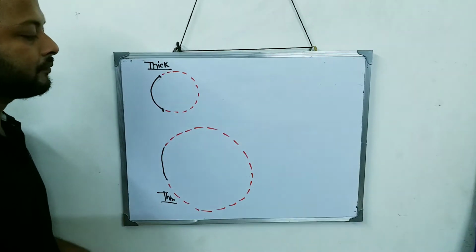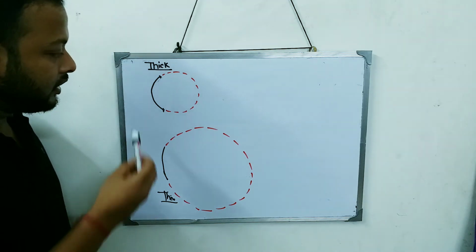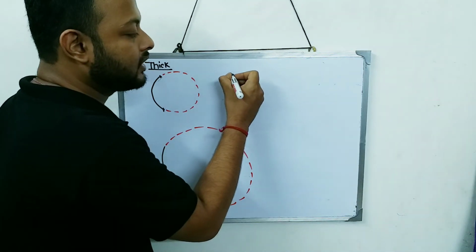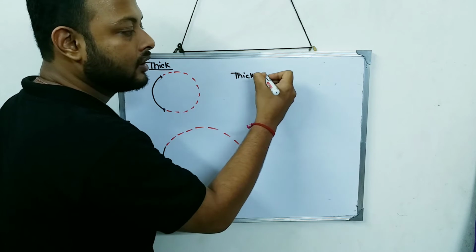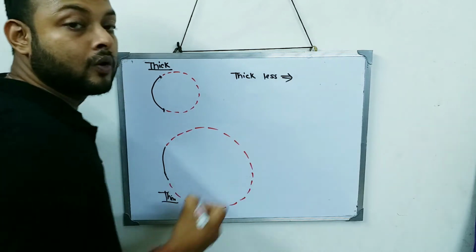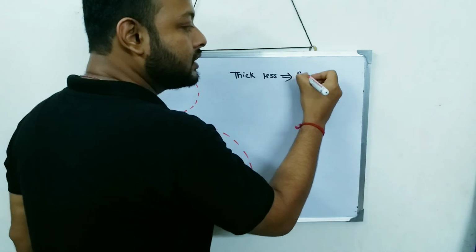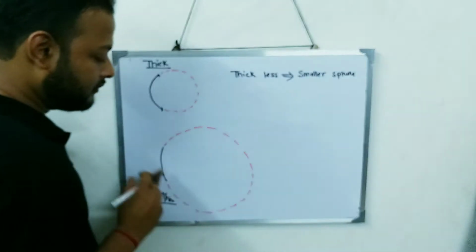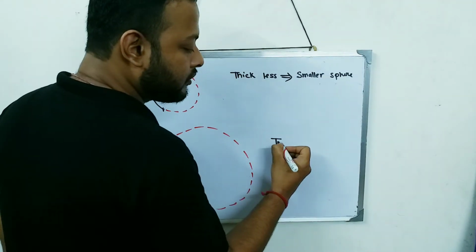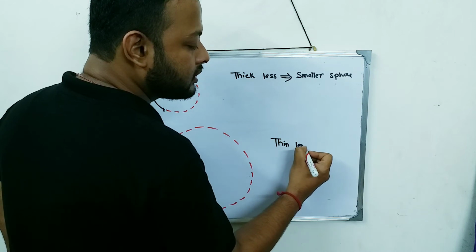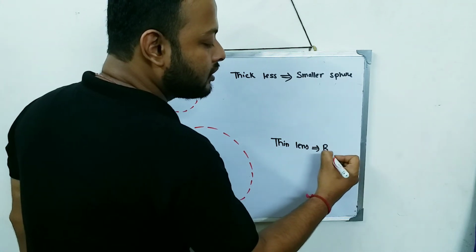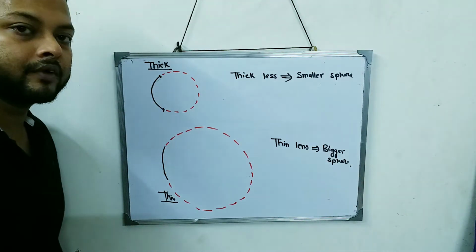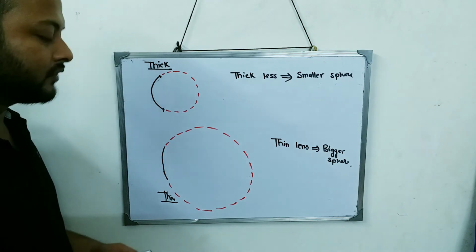So it will look like this. Now you can say a thicker lens has a smaller sphere. If the lens is thick, then what we can say? The sphere is smaller. But if I take a thin lens, we can have a bigger sphere. Clear? Now what we can say about the radius of curvature?